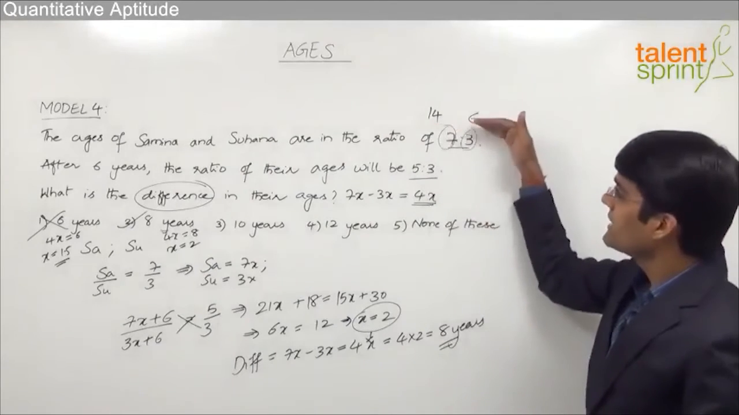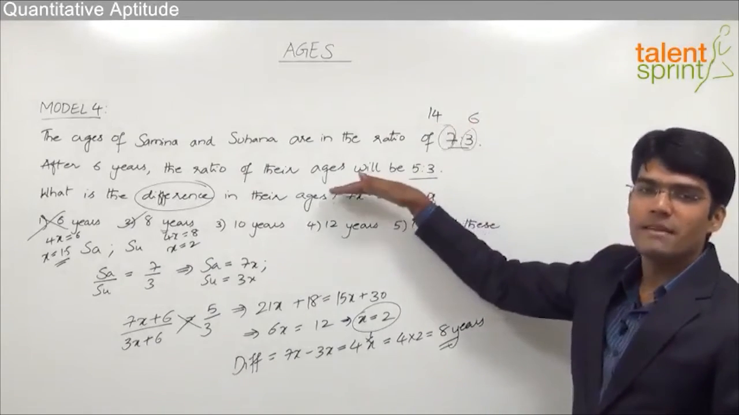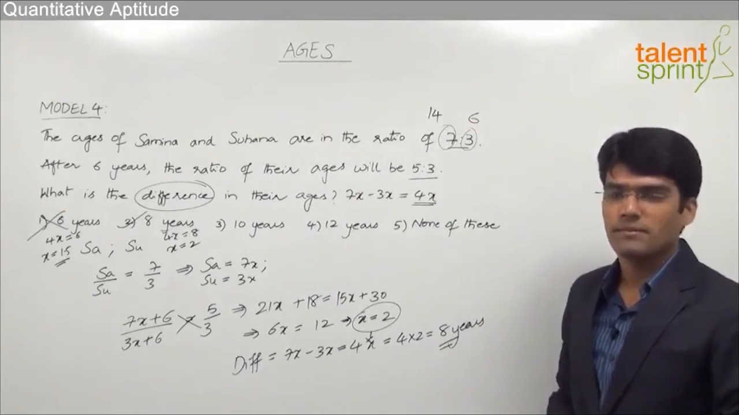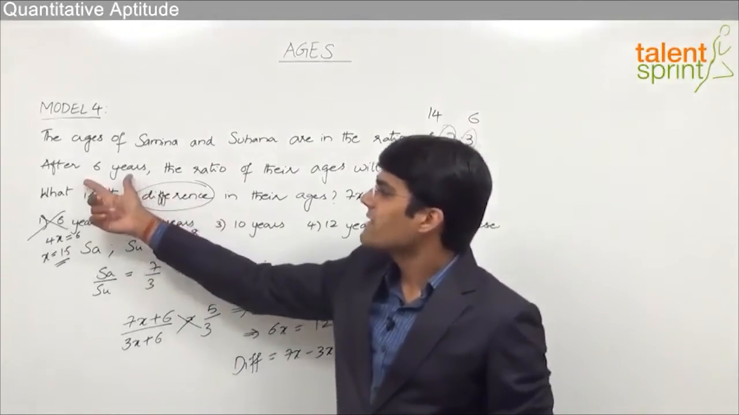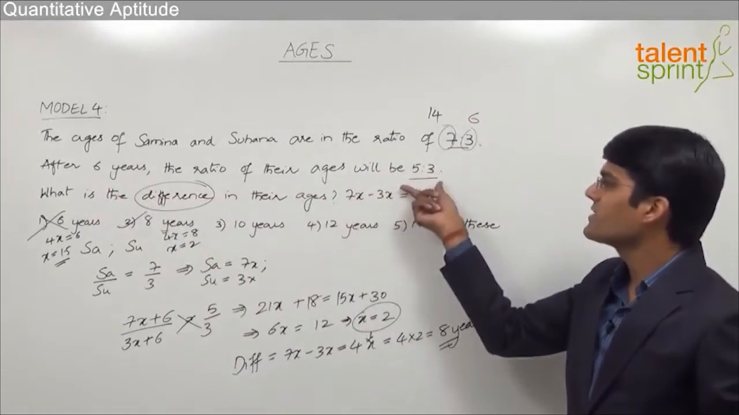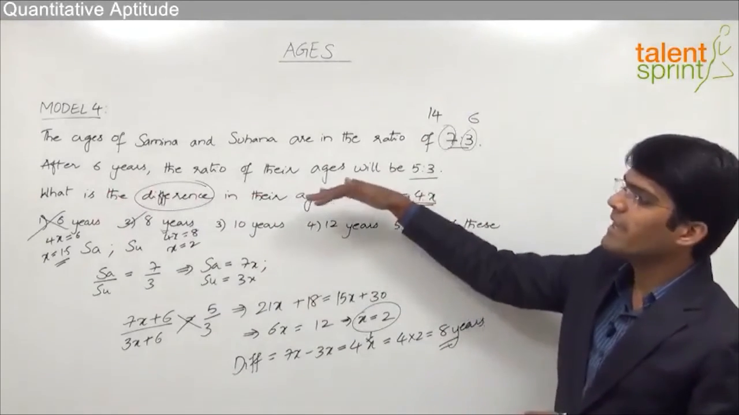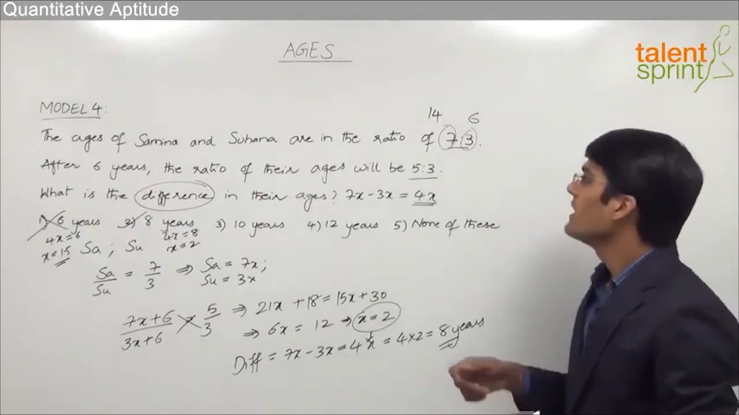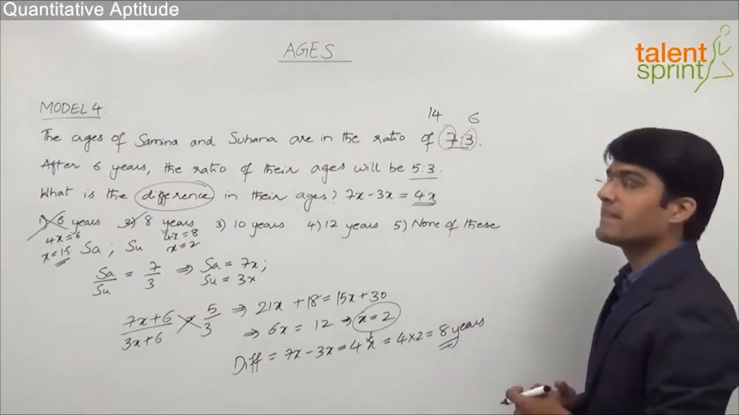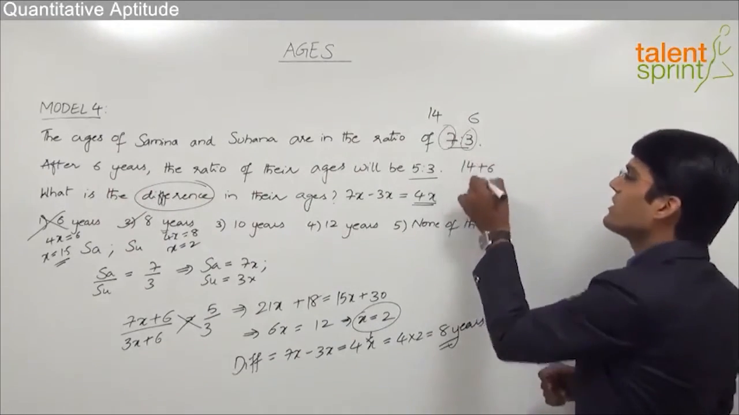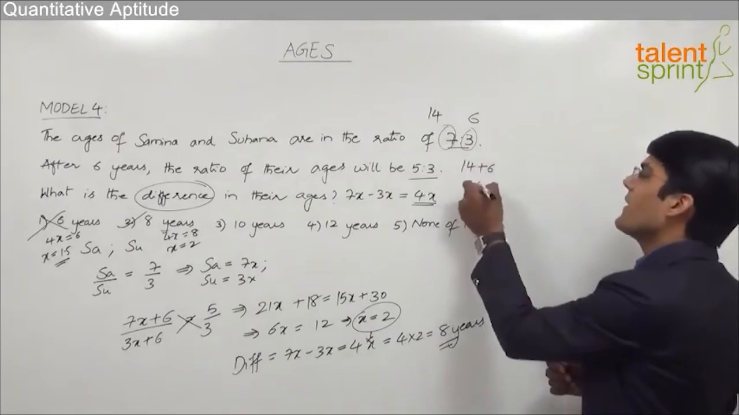Let us now use these values in the second statement and verify whether it is correct or not. The second statement says after 6 years, the ratio of their ages should be 5:3. So let us try to find out what will be their ages 6 years hence. If Samina's age is 14 years, after 6 years her age will be 14 plus 6, that is nothing but 20.